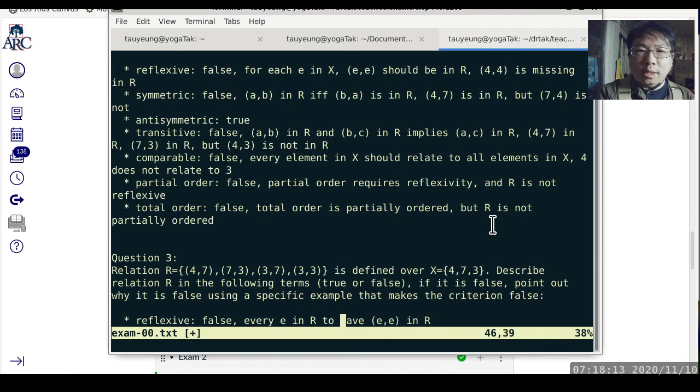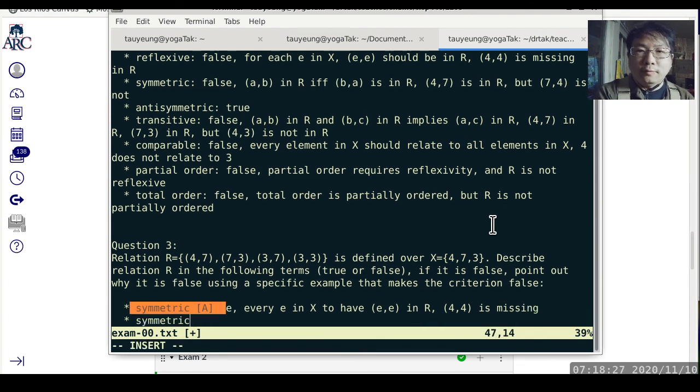And in order to be reflexive, we want every E in X to have EE in R. The first one is in X. The second one is in R. And we can tell that 4 is missing. Okay, at least one is missing. You just need one thing to be missing for it to not be reflexive.